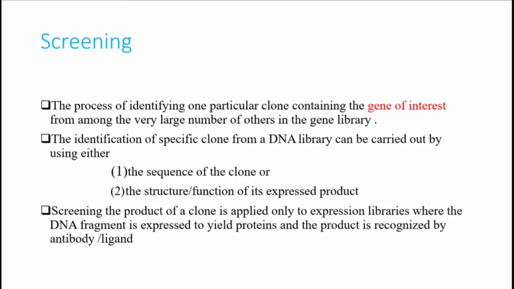The identification of the specific clone from a DNA library can be carried out by using either the sequence of the clone or the structure and function of its expressed products. Screening the product of a clone is applied only to expression libraries, where the DNA fragment is expressed to yield proteins and the product is recognized by an antibody or a ligand.